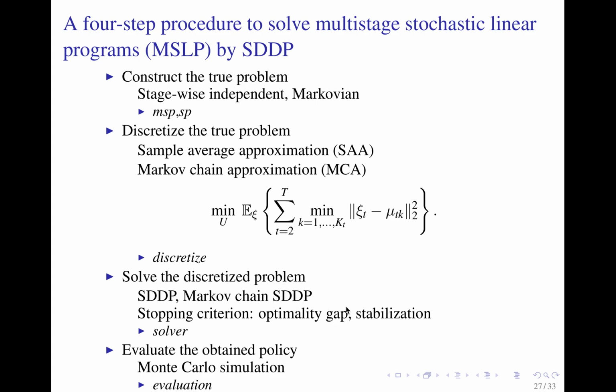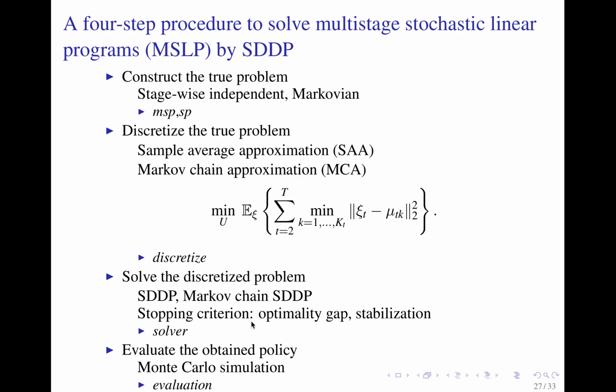Since it's an iterative method, we need to have some sort of stopping criteria. So apart from some simple stopping criterion like time limit or iteration limit, MSPPy also provides you with some more sophisticated ones, including one based on optimality gap and another one based on stabilization of the policy value.